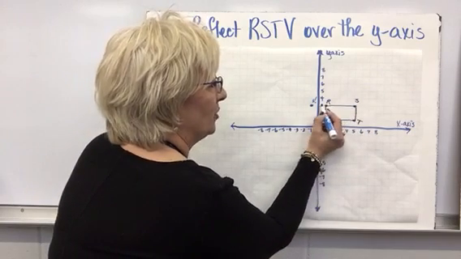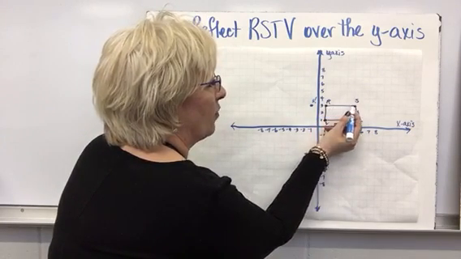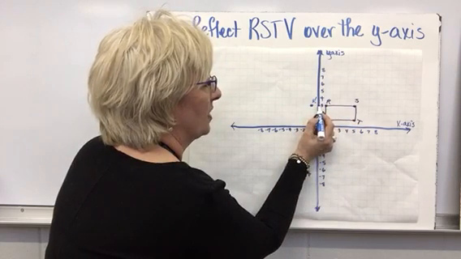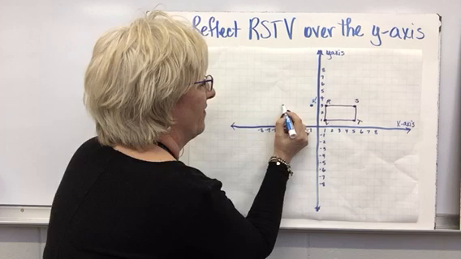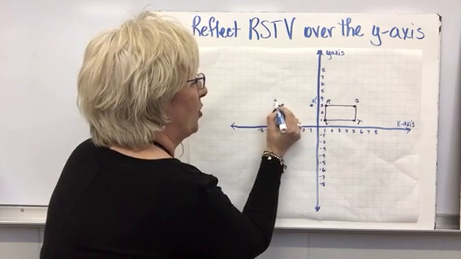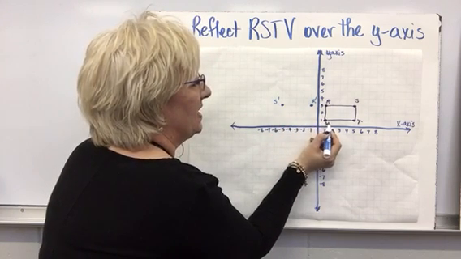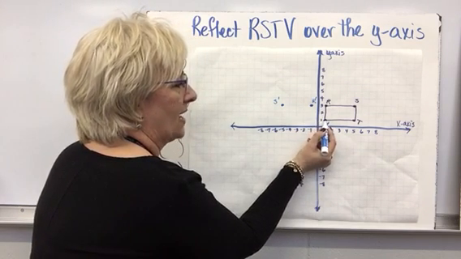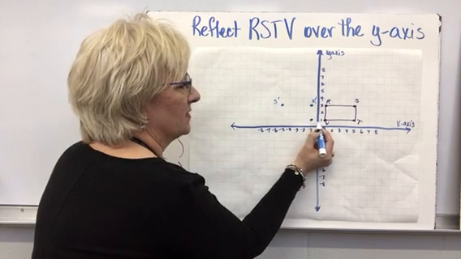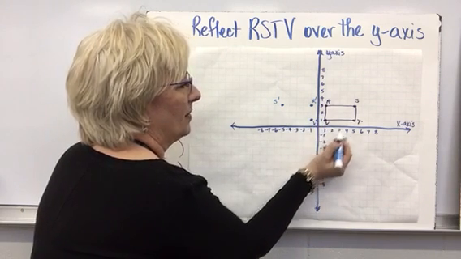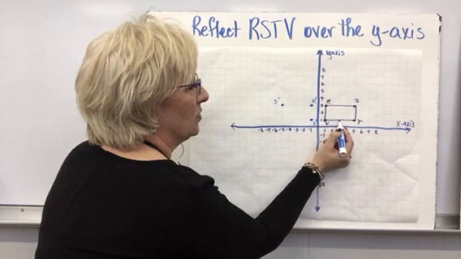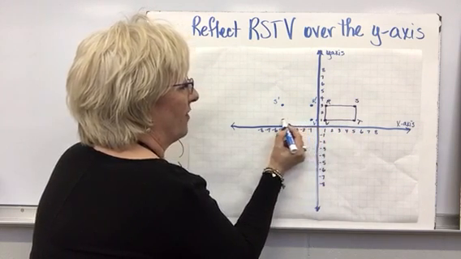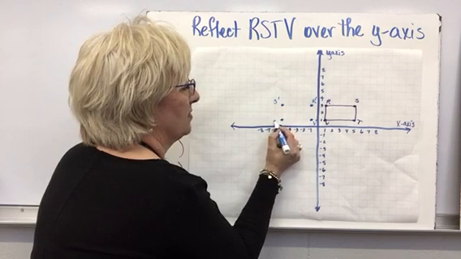I'm going to look at my S value. That is exactly 1, 2, 3, 4, 5 away on this very same line. So we're going to come over here and count 1, 2, 3, 4, 5. This is my new S prime. With this V, I'm going to look over here. It's 1 point away from the y-axis, so it's going to be 1 point over here. So this is the new V, or the V prime. And my T is going to be 1, 2, 3, 4, 5 away on this very same line. So this is going to be my new T.